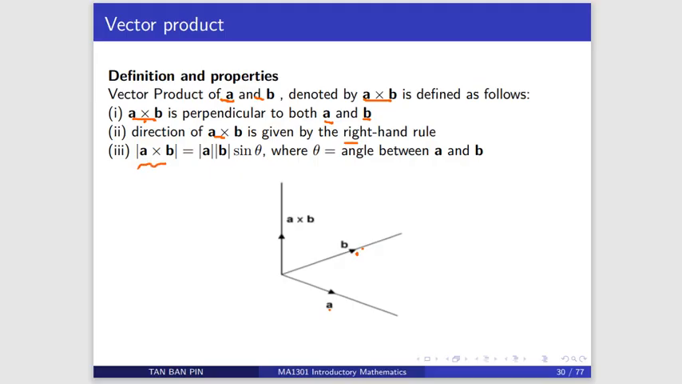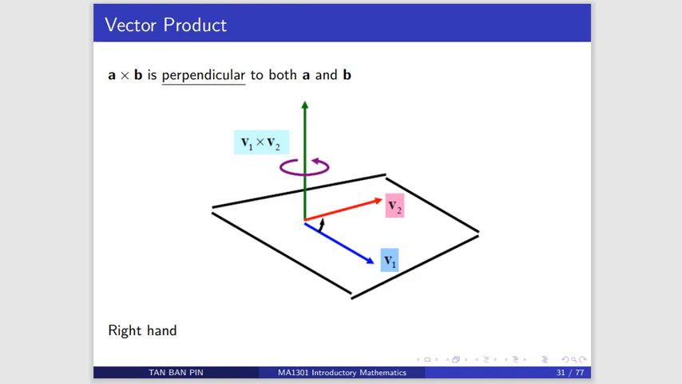And the magnitude of A cross B is magnitude A, magnitude B sine theta. So which means if you consider A cross A, then it will be equal to magnitude A sine 0. The angle between A and A is 0, but sine of 0 is 0. So that means A cross A will have a magnitude 0. So A cross A will give you a 0 vector. So A cross B is perpendicular to both A and B. You use the right-hand rule.